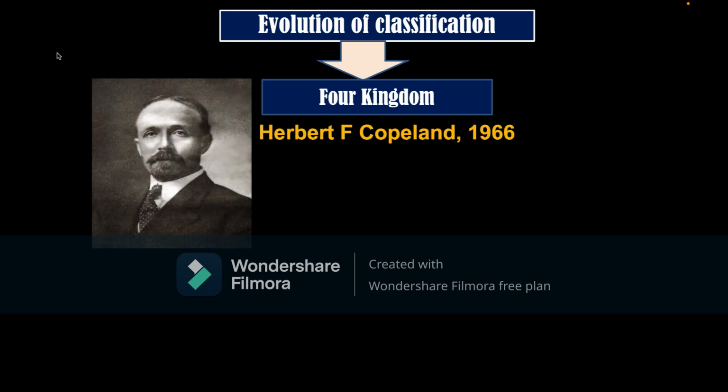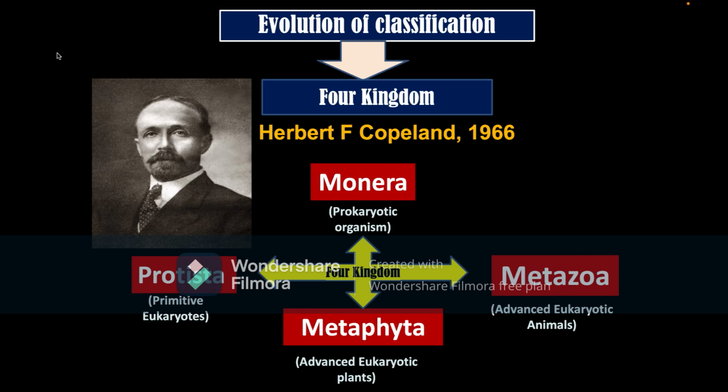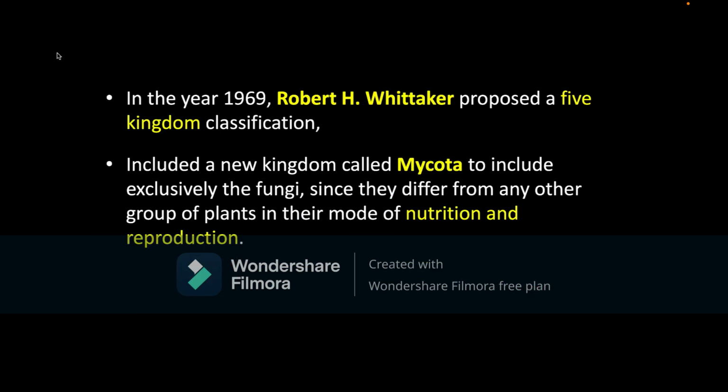Thereby, Herbert F. Copeland in 1966 proposed a four-kingdom classification: Monera, Protista, Metaphyta, and Metazoa. Under Monera, all prokaryotic organisms were included. In Protista, primitive eukaryotes were included. Under Metaphyta, advanced eukaryotic plants were included, and under Metazoa, advanced eukaryotic animals. Still, biologists faced a lot of problems following this four-kingdom classification.